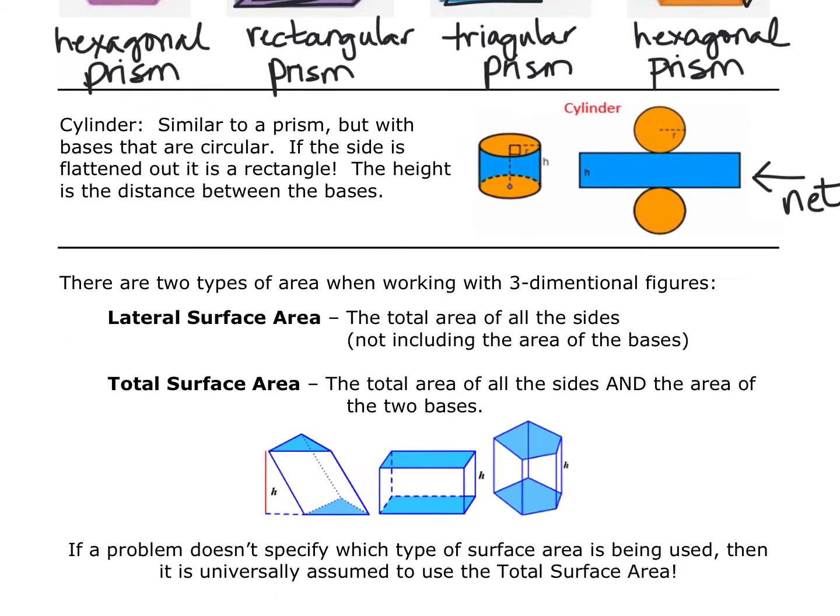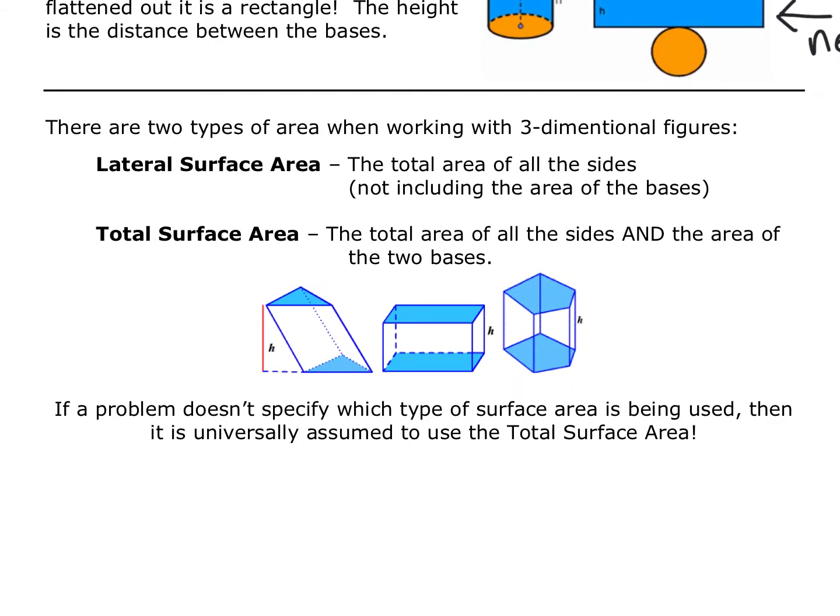There are two types of area when working with three-dimensional figures: the lateral surface area and the total surface area. The lateral surface area is the total area of all of the sides, not including the area of the bases. The total surface area is the total area of all the sides and the area of the two bases. If a problem doesn't specify which type of surface area is being used, then it is universally assumed to use the total surface area.